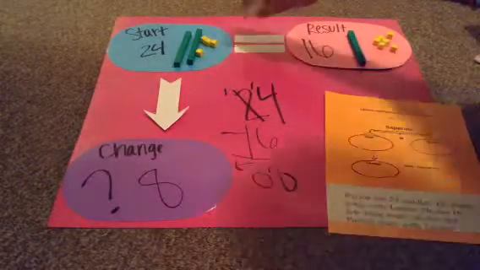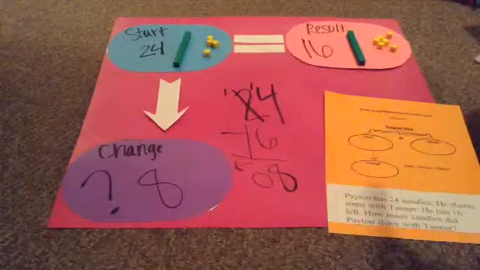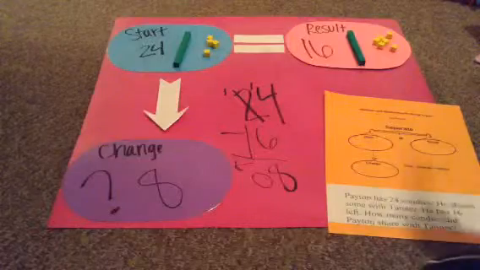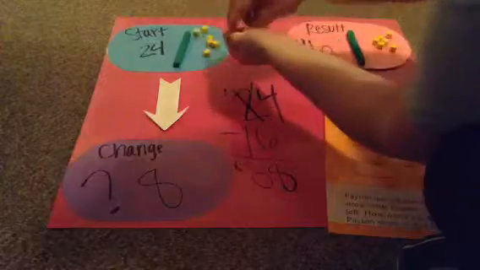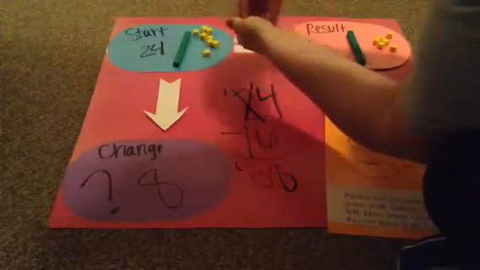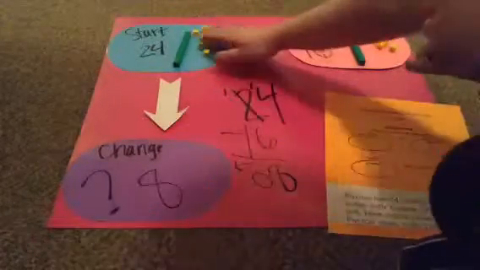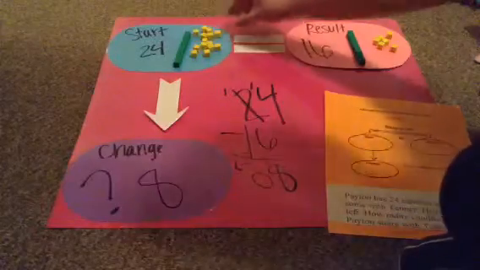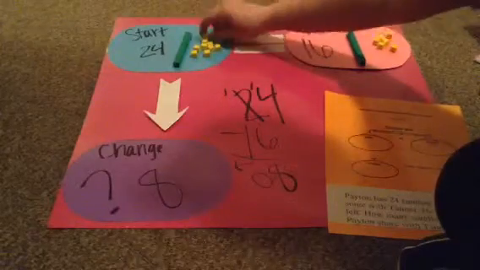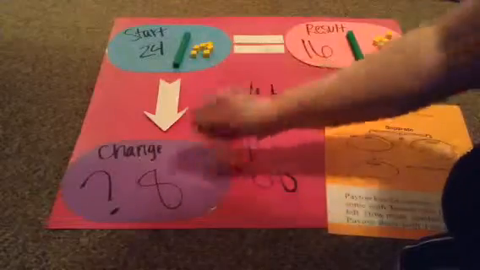So we need to regroup one of these 10s into 10 units, okay? So let me grab some of those, and we'll put them back on our mat. 1, 2, 3, 4, 5, 6, 7, 8, 9, 10. Now we have enough so we can take away that 8. Okay, so let's grab 8. 1, 2, 3, 4, 5, 6, 7, 8. And we're going to take it away and put it down here.